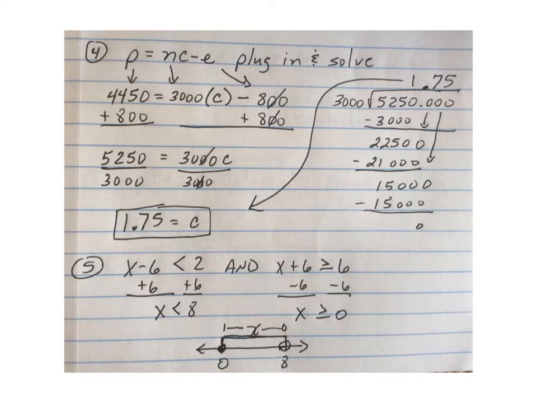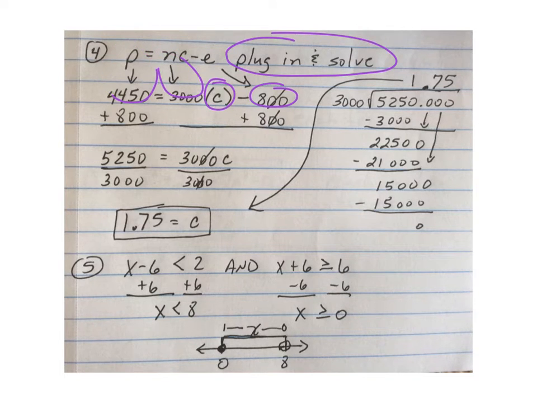On this next problem, number 4, P is equal to N times C minus E. You simply have to plug in and solve. They give you the P, they give you the N, and they give you the E. You just got to be ready to solve for C.